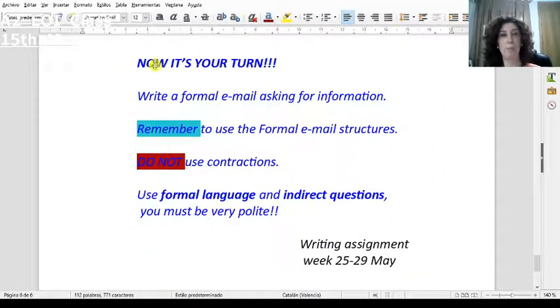Then, this is what I told you. Now it's your turn. Write a formal email asking for information. Remember to use the formal email structures, quants pàrrafos, la estructura. Do not use contractions, yeah? And use formal language and indirect questions. Could you tell me? Would you mind sending me? I would like to know. Is it possible? You must be very polite.